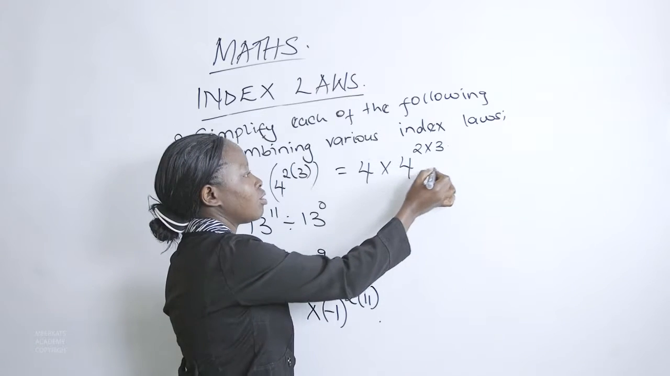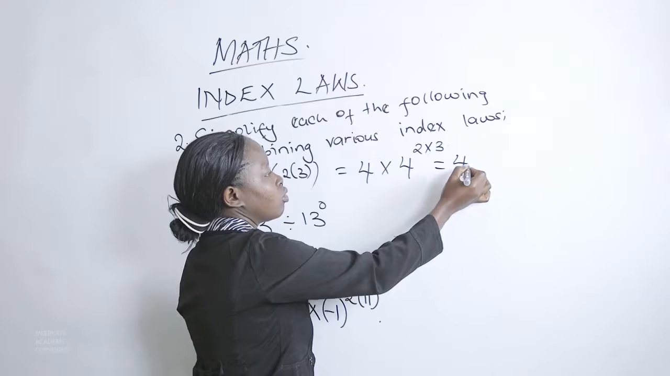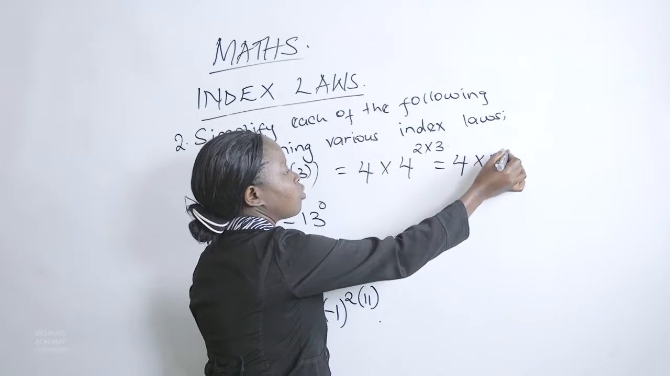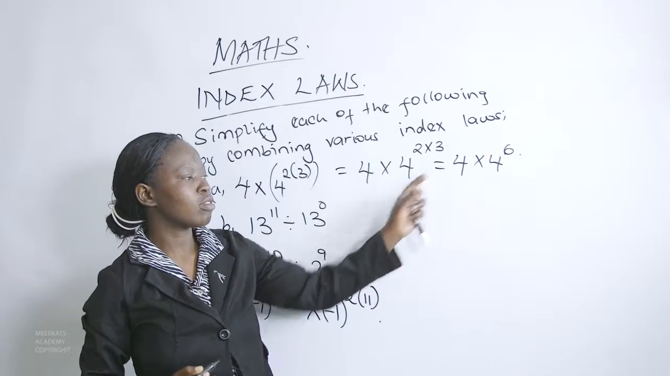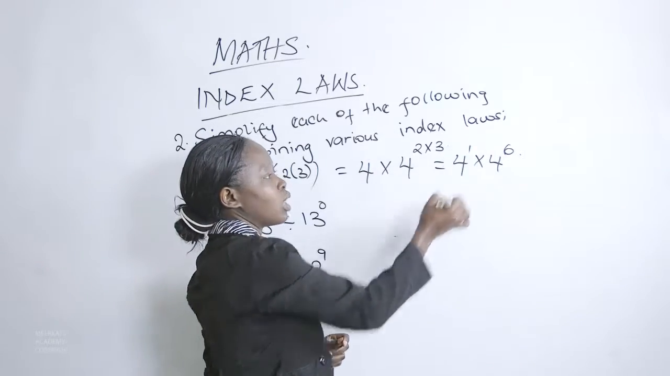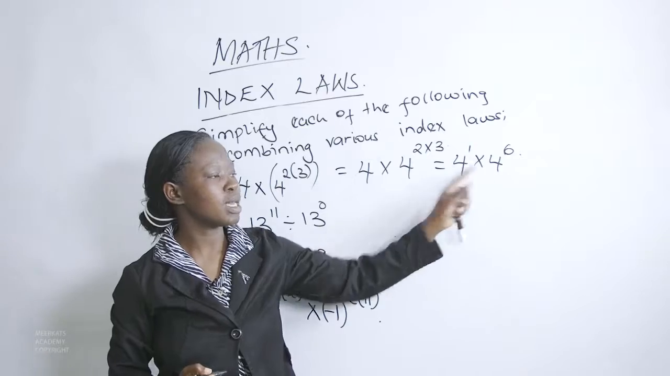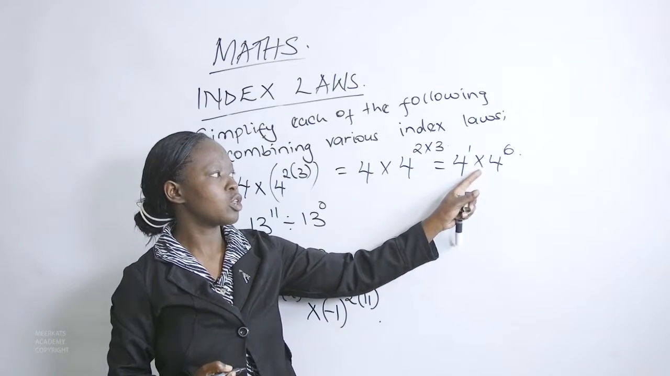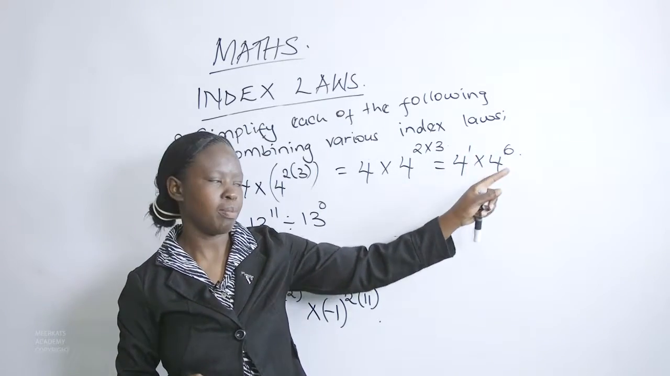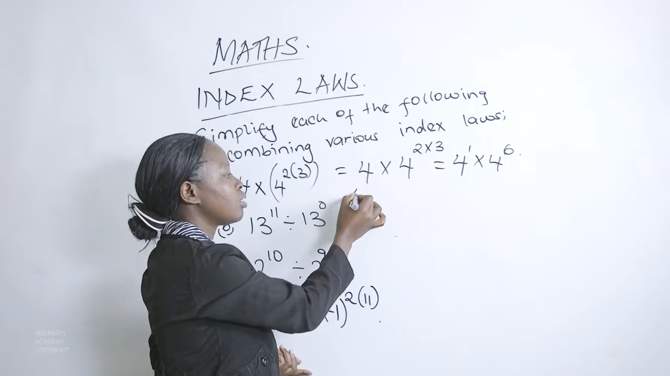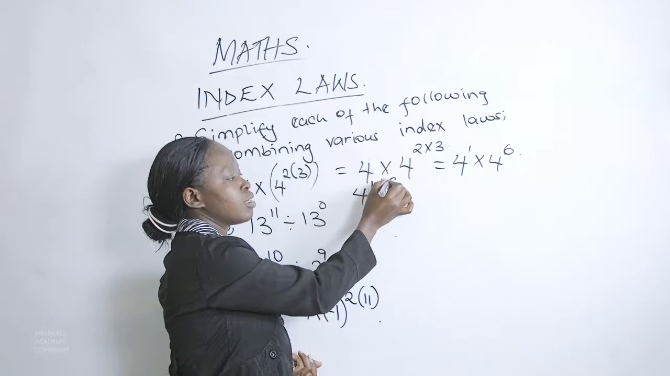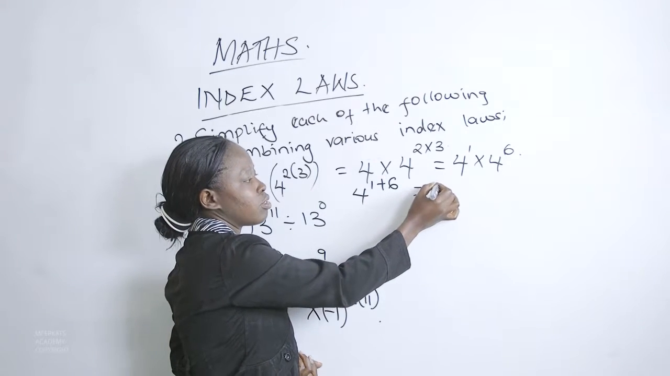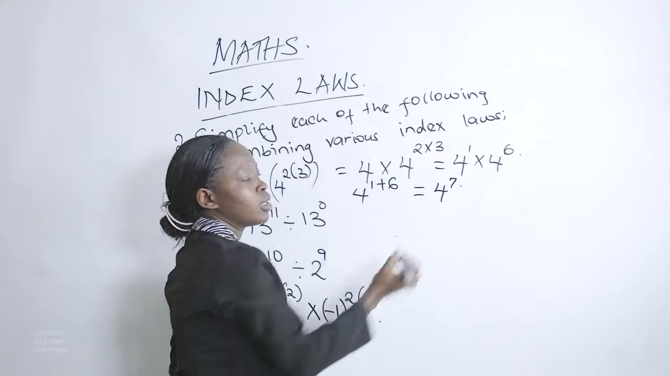So this means that we have 4 times 4 to the power of 6. This is simply the same as 4 to the power of 1. So we have the same base, multiplication, we add the powers. So this will mean that I'll have 4 to the power of 1 plus 6, which gives us 4 to the power of 7.